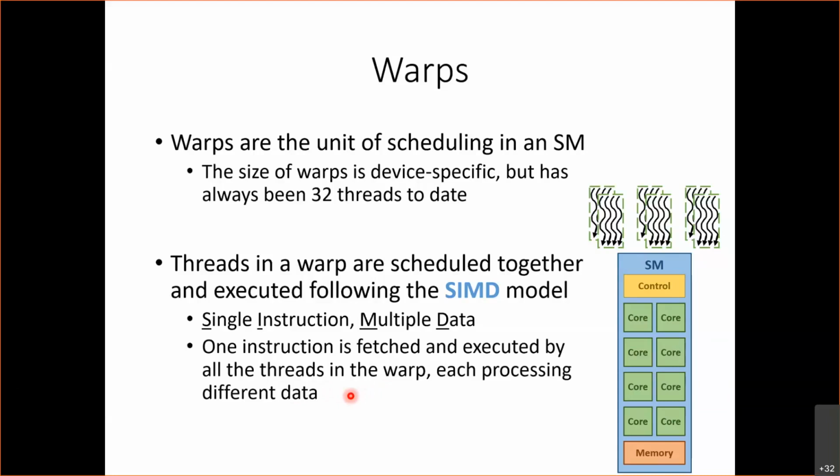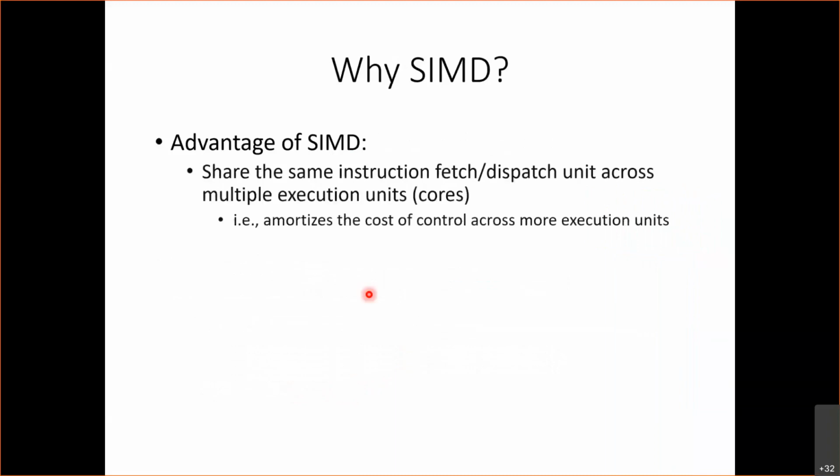So this is the advantage of SIMD. This is why people use SIMD. We share the same instruction fetch/dispatch unit across multiple execution units, or cores in this case. And what this does is that it amortizes the cost of control across more execution units. Okay, so someone is asking, what if there is a branch? That is an excellent question, and we'll talk about that. That is the disadvantage of SIMD. But before I talk about the disadvantages of SIMD, let me first demonstrate this advantage of SIMD.